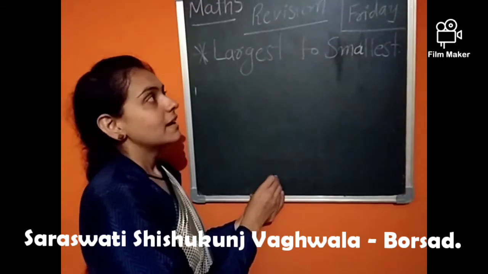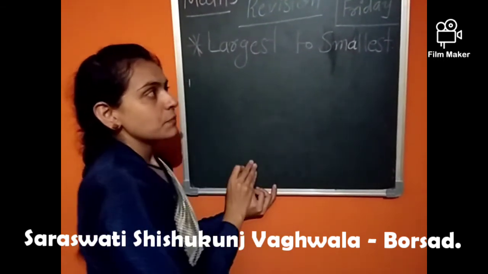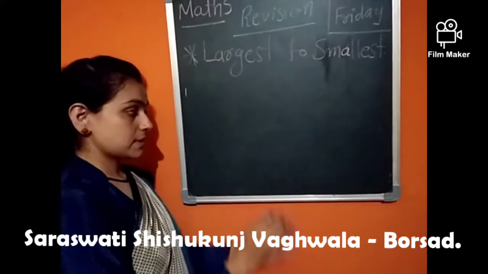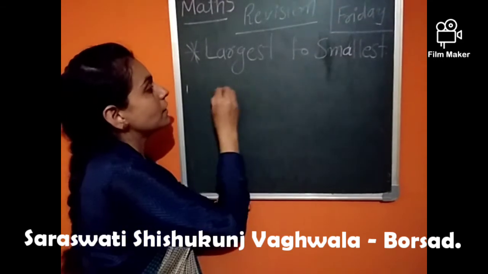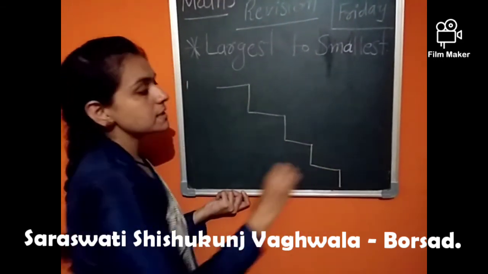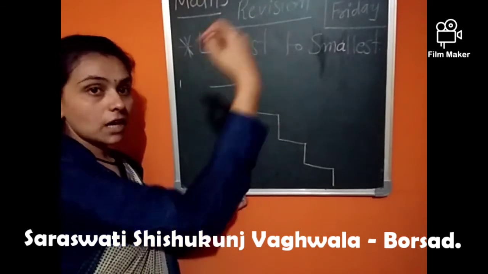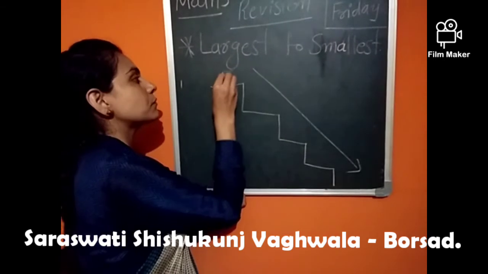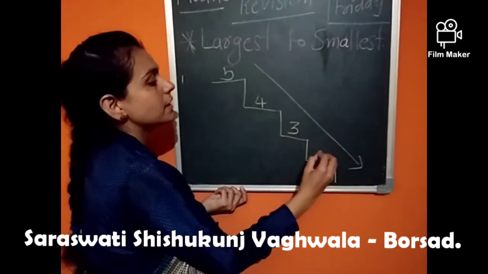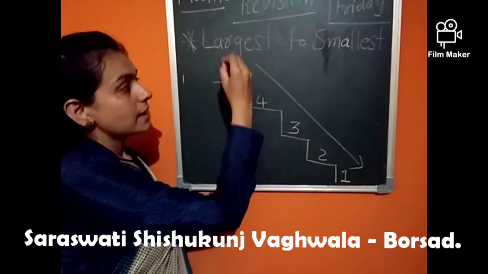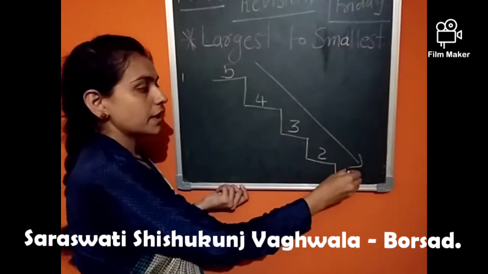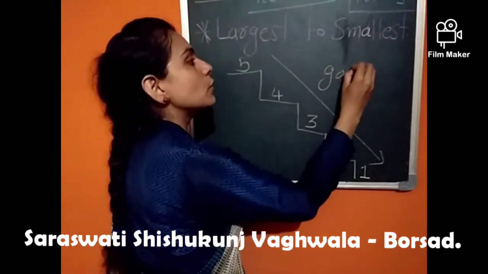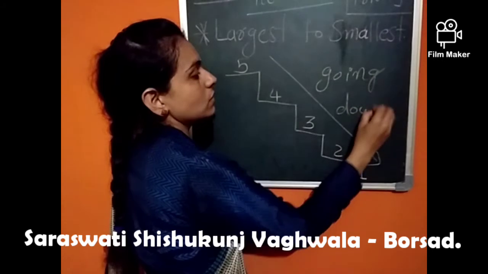Okay. Now largest to smallest. So here what you have to do? You have to arrange numbers from largest to smallest. So see, I will draw a ladder here. In smallest to largest, what I told you, you have to go up. Now you have to go down, right? See, here I will write 5, 4, 3, 2 and 1, right? Means largest number to smallest number. 5 is the largest. 5, 4, 3, 2, 1 means going down, right? Now you are going down here. Okay?